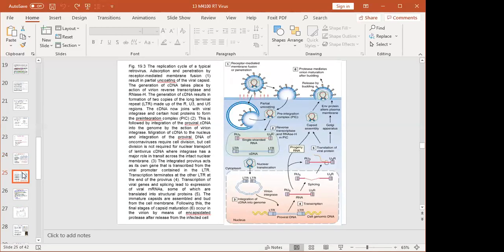Slide number 25 is a summary and depiction of everything that we discussed so far, so I would strongly recommend you take a quick look at it.